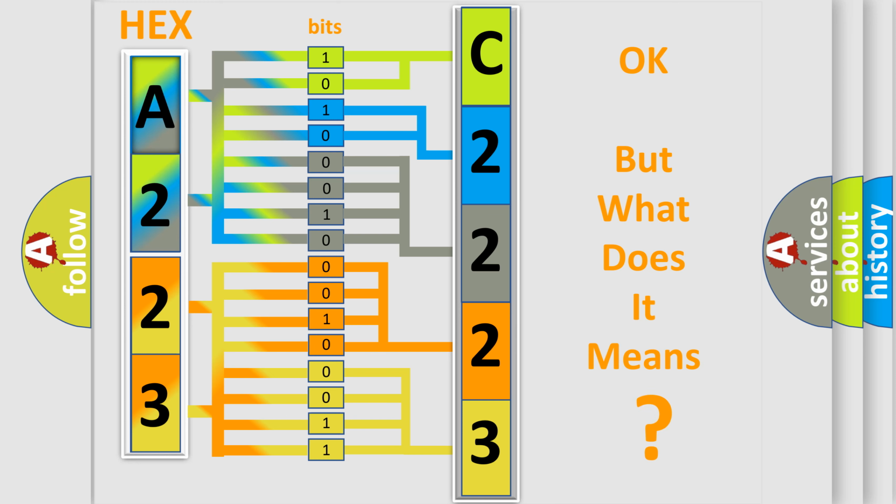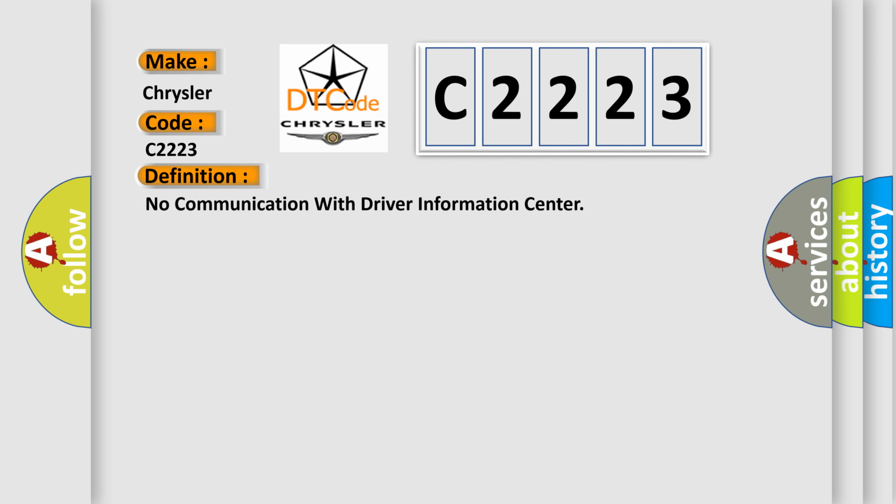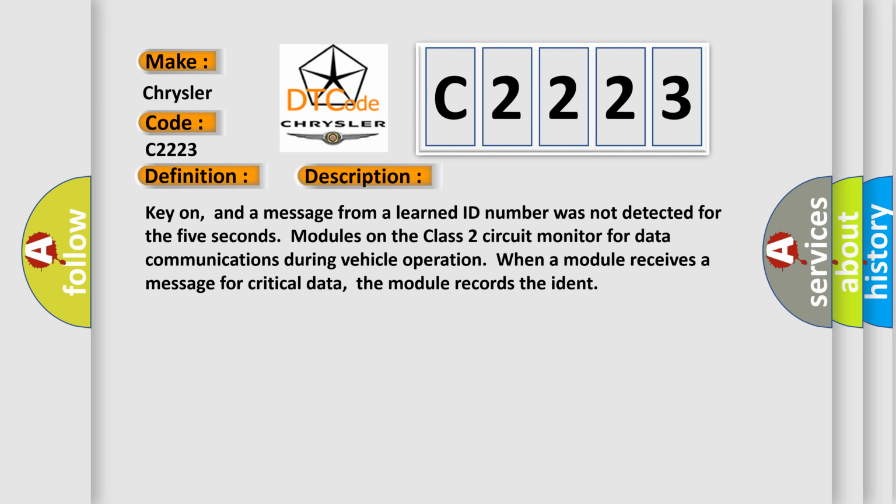The number itself does not make sense to us if we cannot assign information to what it actually expresses. So, what does the Diagnostic Trouble Code C2223 interpret specifically for Chrysler car manufacturers? The basic definition is no communication with driver information center. And now this is a short description of this DTC code.